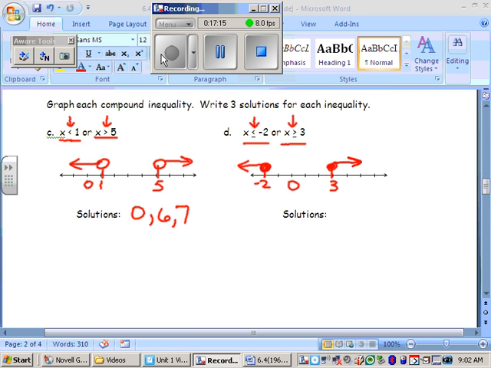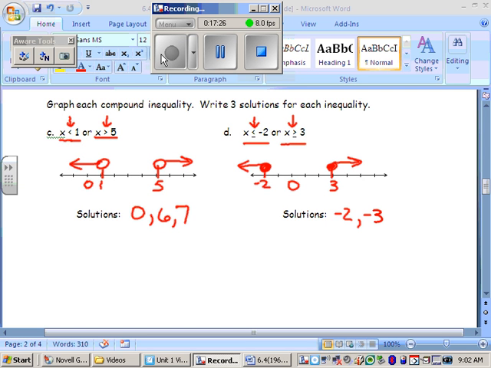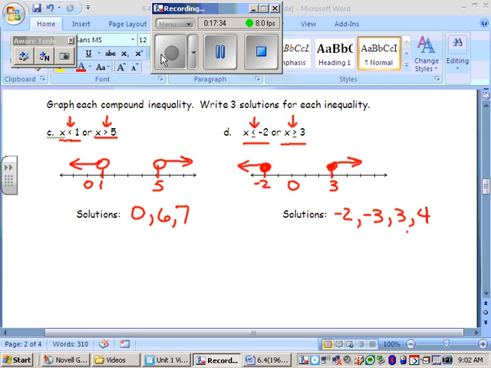So what are 3 possible solutions? Well, let's pick 2 numbers this time that are less than or equal to -2, so we could include the -2, and then we could also put -3 in there. And then if we want to pick an additional number that's either equal to 3 or greater, we could put 3, and if we want to choose to do a fourth, we could also put 4. So there's 4 possible solutions for this compound inequality.